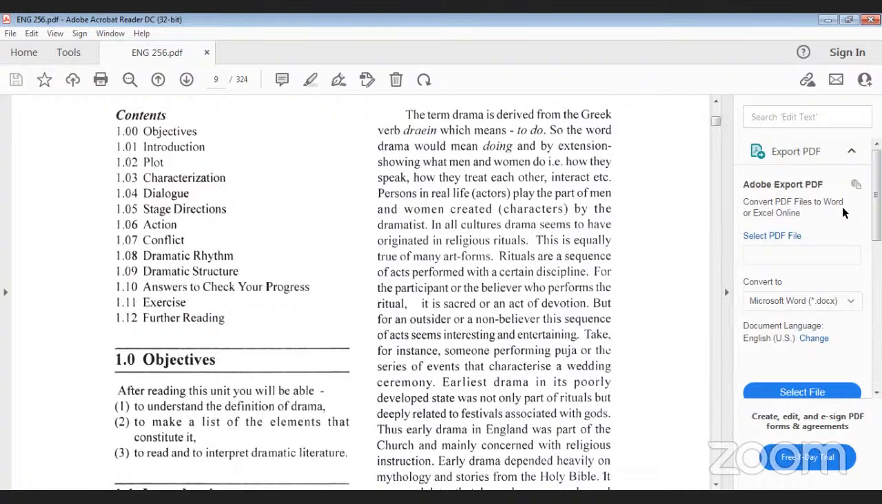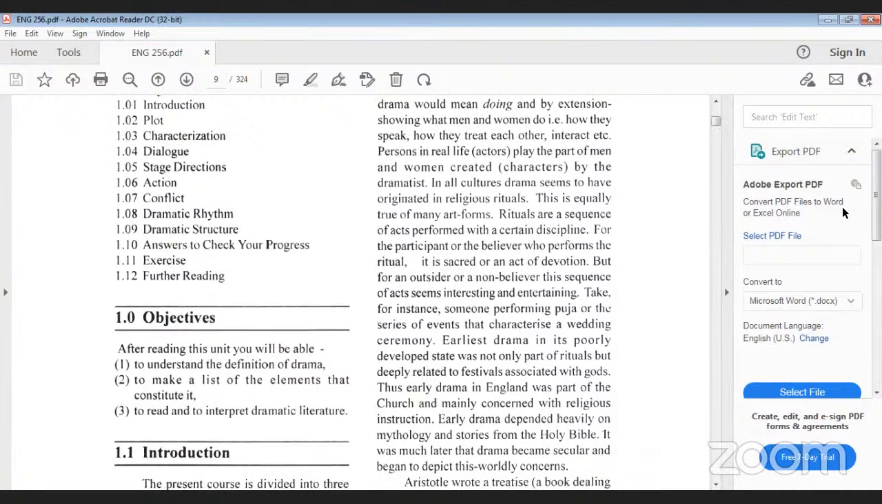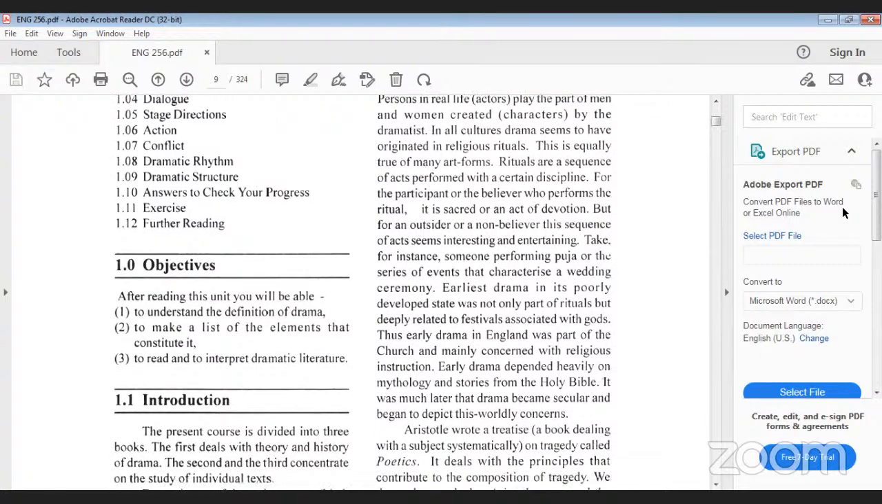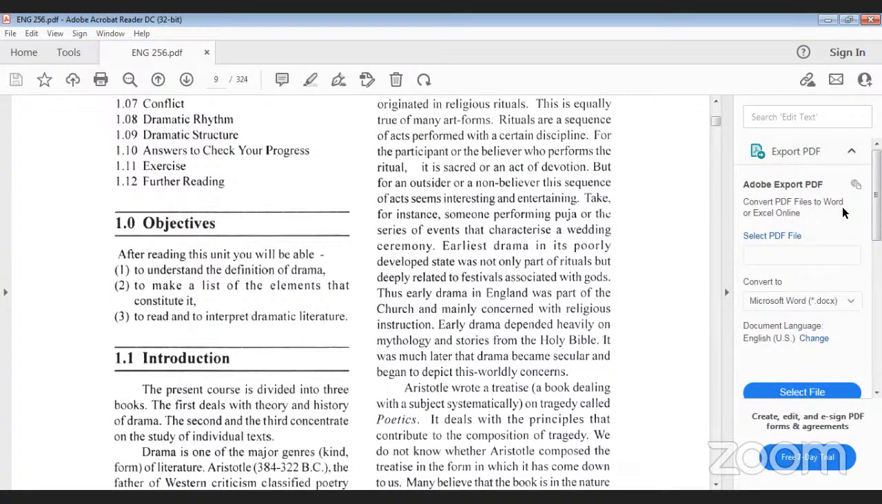The earliest drama, in its poorly developed state, was not only part of ritual but deeply related to festivals associated with gods. Thus, early drama in England was part of the church, concerned with religious instruction. Early drama depended heavily on mythology and stories from the Holy Bible. It was much later that drama became secular and began to depict this-worldly concerns.